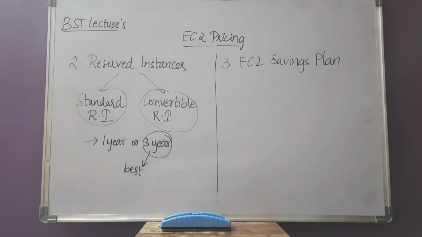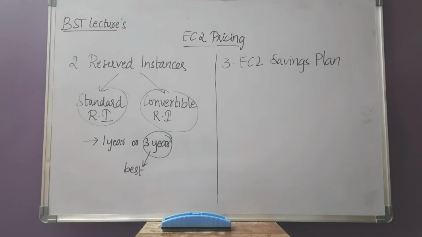What is that, 1 year or 3 year? I have written that 3 year is the best. I will discuss it now. Both types of reserved instances are best to choose for 1 year or 3 year planning, right? 3 year is the best for this type of instances. Now let us go to convertible reserved instances. If you need to run your EC2 instances in different availability zones or different instance types, then you have to use convertible reserved instances. Okay, this is all about reserved instances.